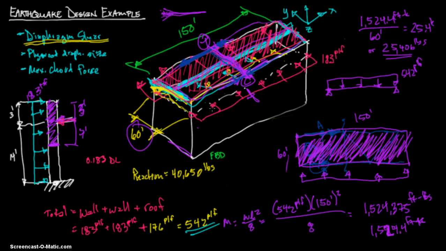25,406 pounds. And you can resist this force by a few different ways, but you need to take into account, it does need to be resisted in this wall and in the roof diaphragm. Alright, I hope that helped, and I will see you on the next example.